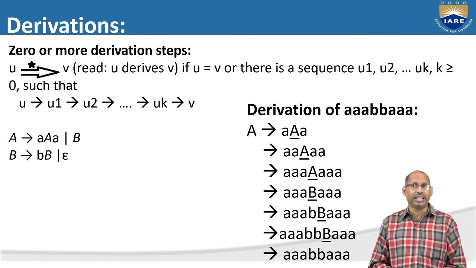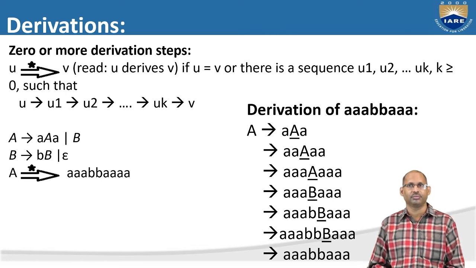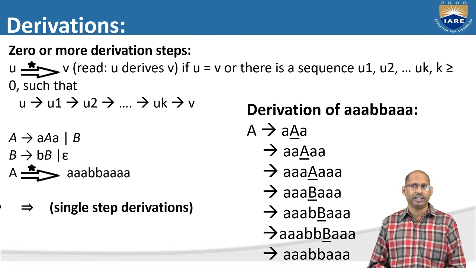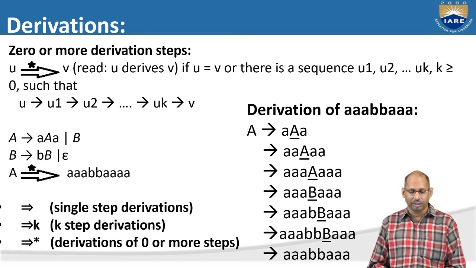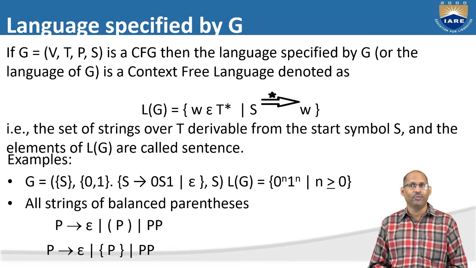Here our starting variable A is deriving a sequence of symbols, our given string, in multiple steps, so we represent that with a star: A star-derives 3 A's, 2 B's and 3 A's. So we have single step derivation, k-step derivation, and derivations of 0 or more steps.